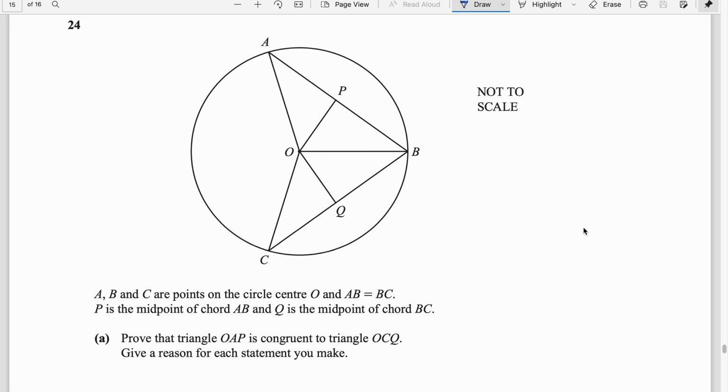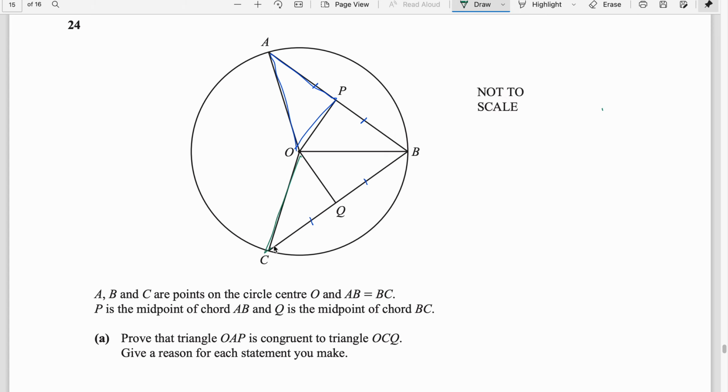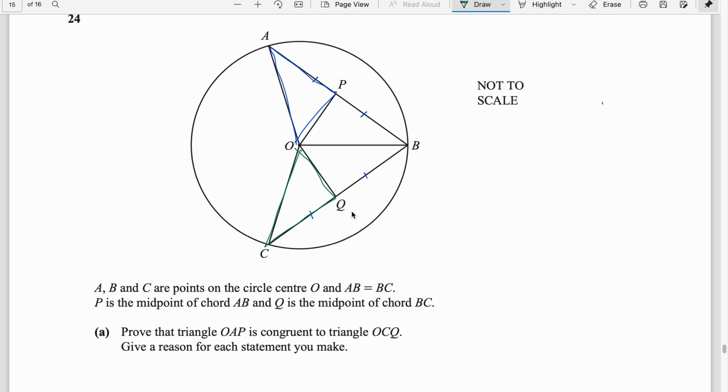Question number 24. A, B, and C are points on the circle center O, and AB is equal to BC. P is the midpoint of chord AB. If it is the midpoint, these two should be equal. And Q is the midpoint of chord BC, so these two must be equal as well. So we have these four as equal parts. Prove that triangle OAP is congruent to triangle OCQ. Okay, to prove congruency, I'll solve it here so I don't have to zoom out.